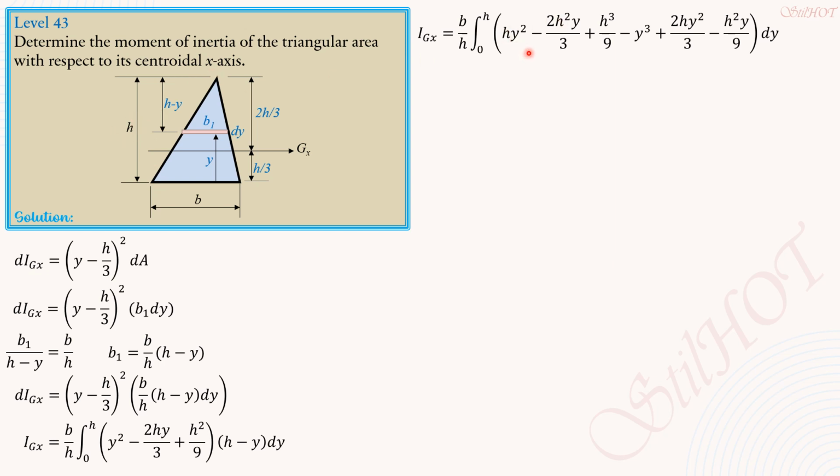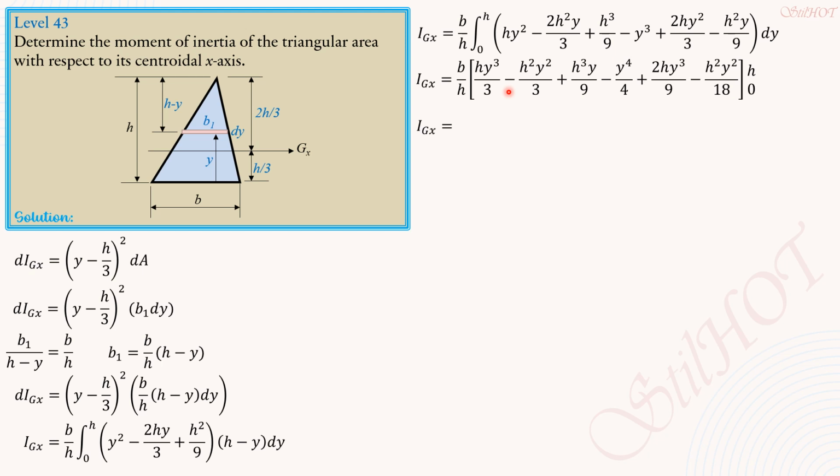So integrating, Igx is b over h, quantity hy cubed over 3. This is h squared y squared over 3, cancel 2. This is h cubed over 9 y minus y to the 4th over 4 plus 2 over 9 hy cubed minus h squared y squared over 18, from 0 to h. So remember, these are like terms. Lower limits, don't mind, 0. So let's have the upper limits. Everything will be in terms of h to the 4th.